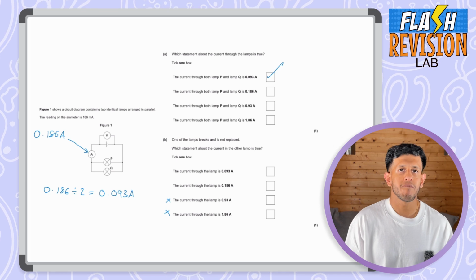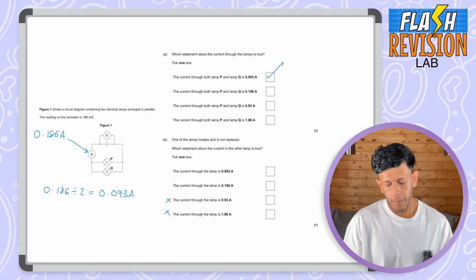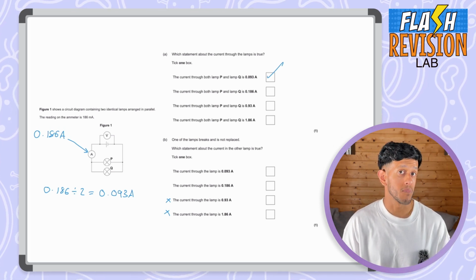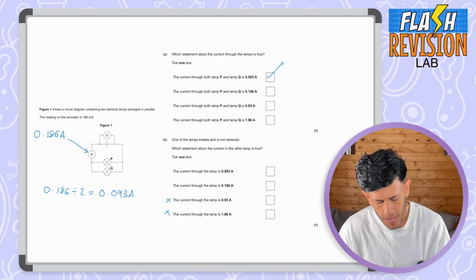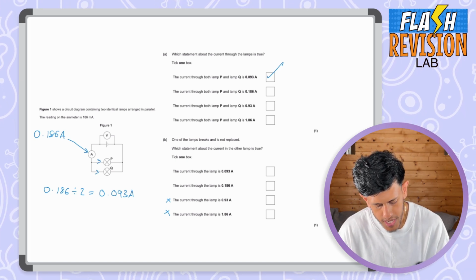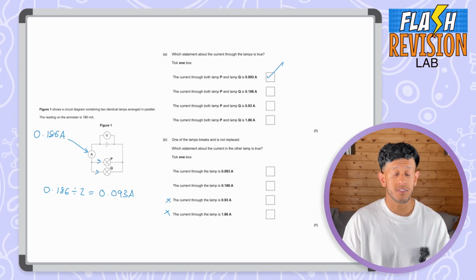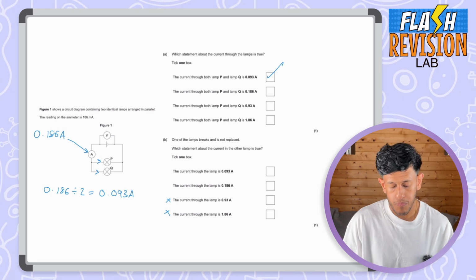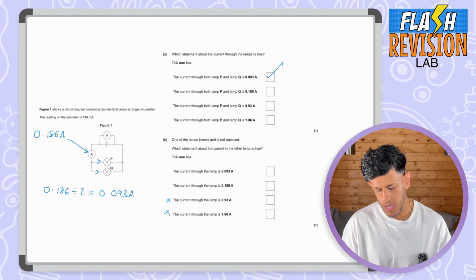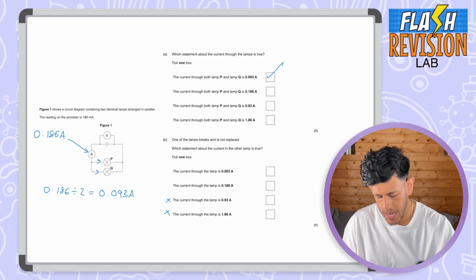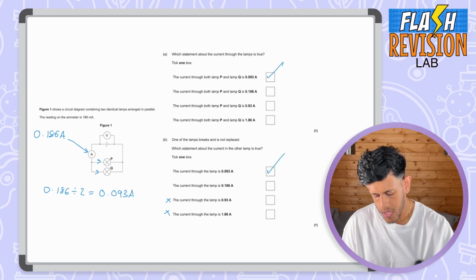The lamp may have broken in one of the branches, but it doesn't mean that the current just stops flowing through it. There's still a branch there. If I draw an arrow, there's a branch here and a branch here. So current is still going to go between the two branches, and for that reason, it's still going to split equally. So therefore, the current through the lamp is still 0.093. So we tick the first box.